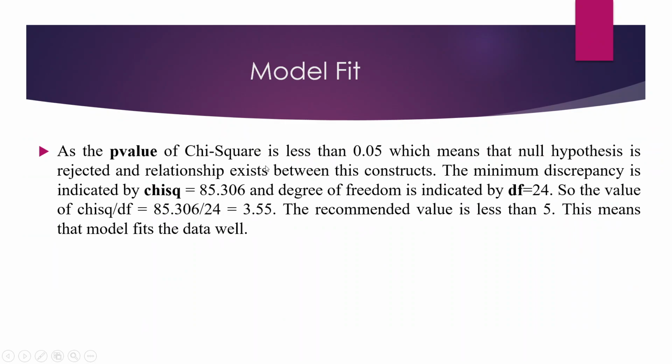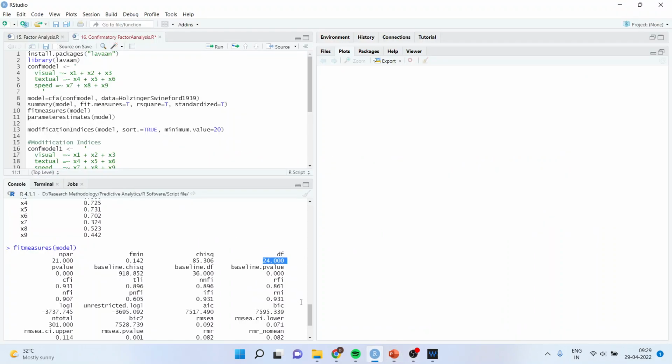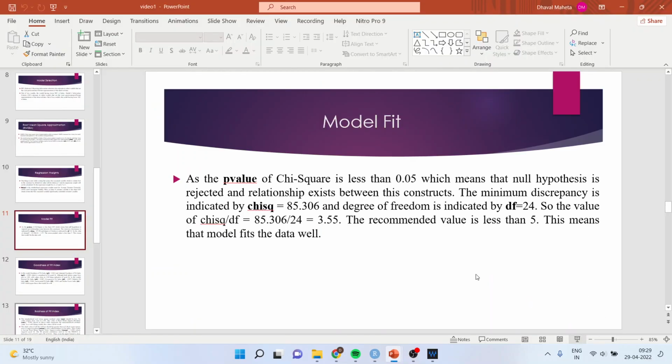The p-value of chi-square is less than 0.05, which means that the null hypothesis is rejected and the relationship exists between these constructs. We should consider this. See the p-value. Let's go back. This p-value, if it is less than 0.05, we are rejecting the null hypothesis and therefore the model exists. We can create the model. Okay, let's come back here.